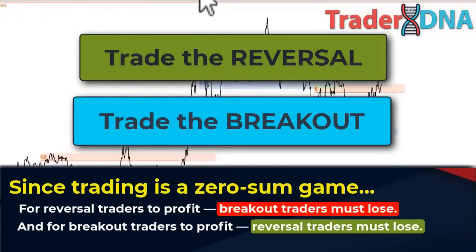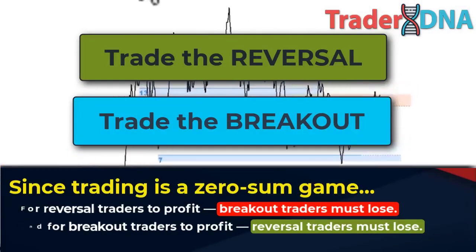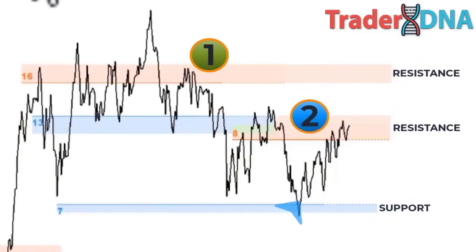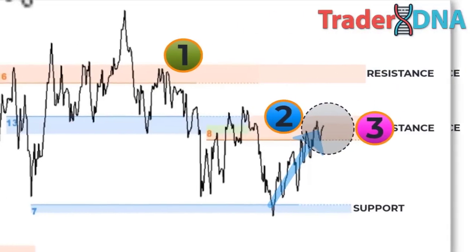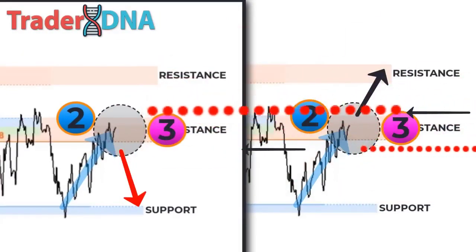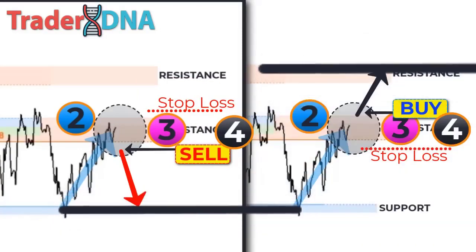Now, let's learn a support and resistance trading strategy to profit from breakout traders. Here's what you need to do. First, mark your areas of support and resistance. Second, wait for a directional move into support and resistance. Third, wait for price rejection at support and resistance. Fourth, enter on the next candle with stop loss beyond the swing high or low. Fifth, take profits at the swing high or low.